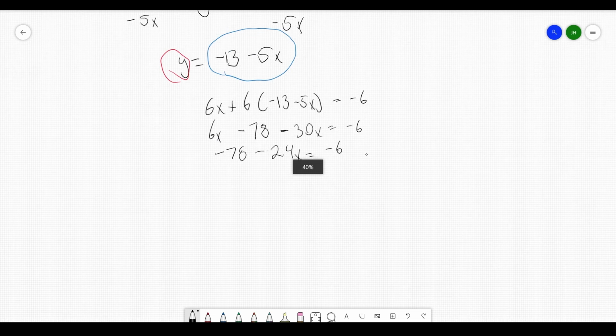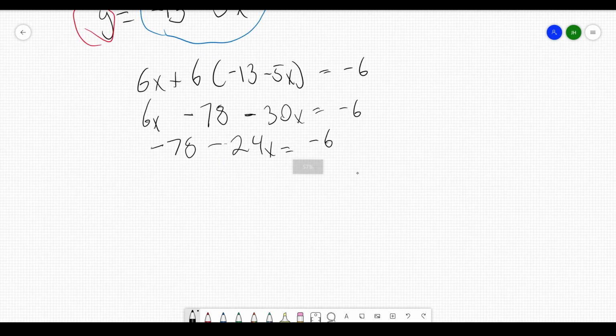So now we can add 78 to both sides, plus 78. We're going to get negative 24x equals negative 6 plus 78, which is 72. This is shaping up nicely. Excellent. And we could divide by negative 24 on both sides: 72 divided by negative 24.